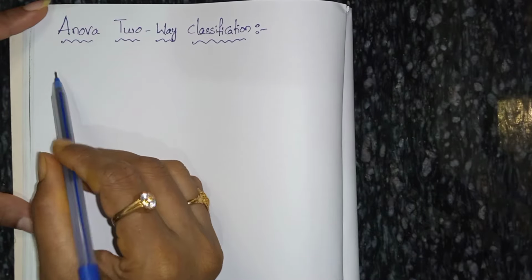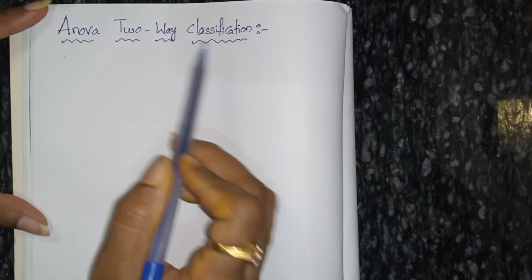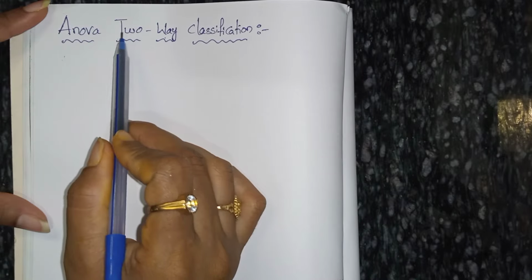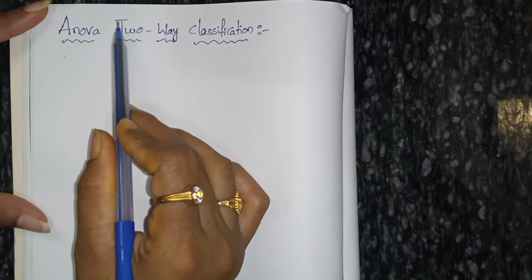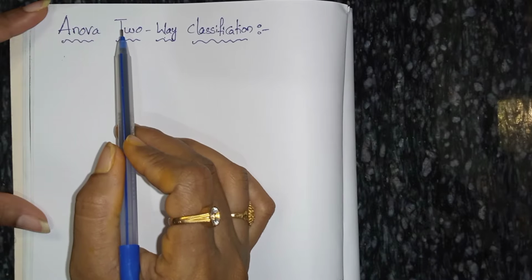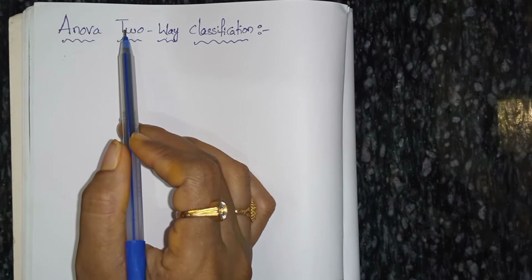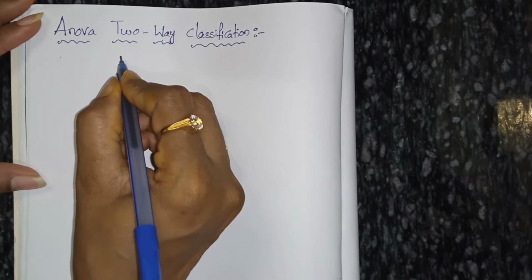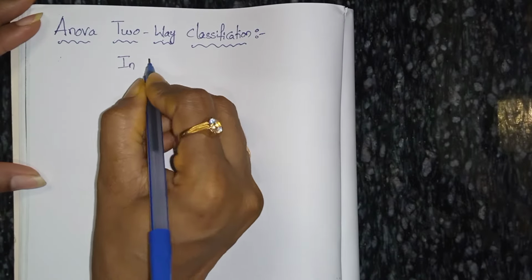Hi everyone. Today I'm going to tell you about ANOVA two-way classification. In the sense here, we are going to concentrate on two variables, or observations, or we can say in two directions we are going to analyze.